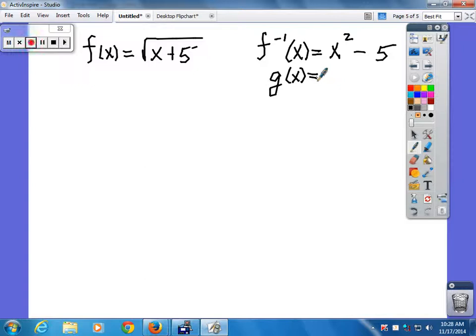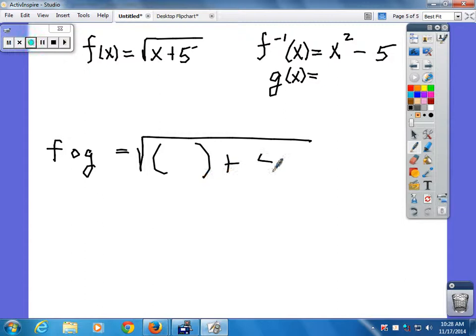Okay. So I'm going to do f composed of g, which means I'm going to draw f in terms of big sets of parentheses. Plug x squared minus 5 in there. And what's x squared minus 5 plus 5? What's negative 5 plus 5? And then what's the square root of x squared? Okay, so far that one looks okay. Let's do the other one.